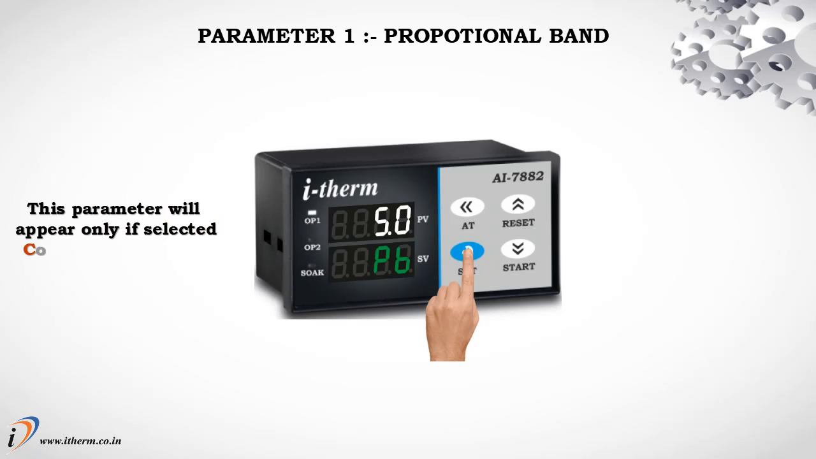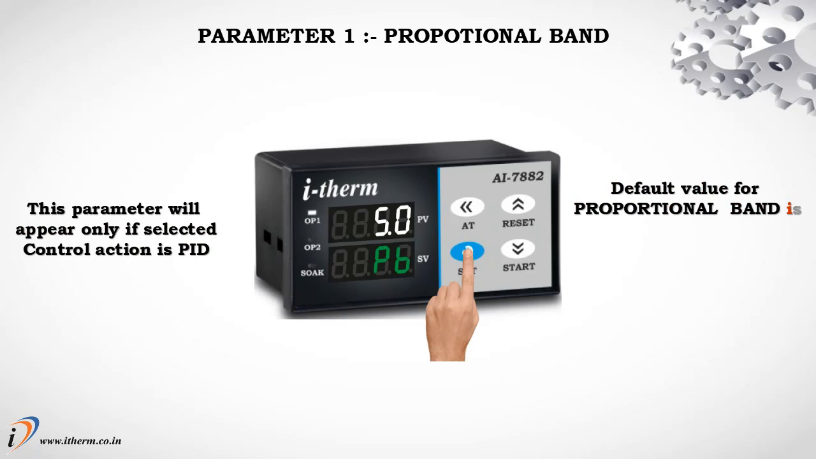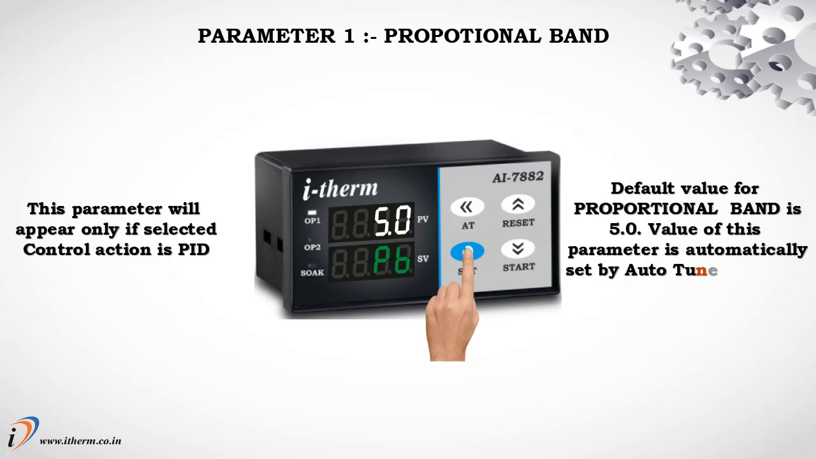Parameter 1, Proportional Band. This parameter will appear only if the selected control action is PID. The default value for proportional band is 5.0. The value of this parameter is automatically set by the auto-tune function.